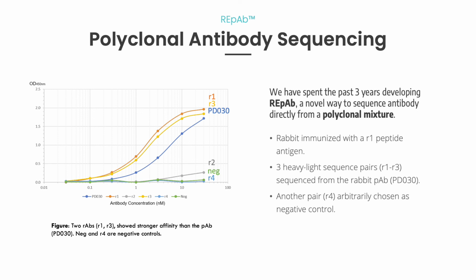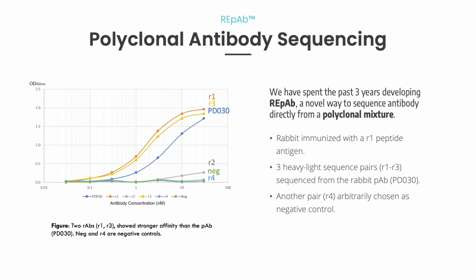When we actually expressed these newly sequenced antibodies, we found that the recombinant antibodies had much better activity than the original polyclonal mixture here. We can see that with R1 and R3 here. It is notable that R2 had lower activity, but 2 out of 3 isn't so bad here, whereas R4 acted as effectively a negative control.